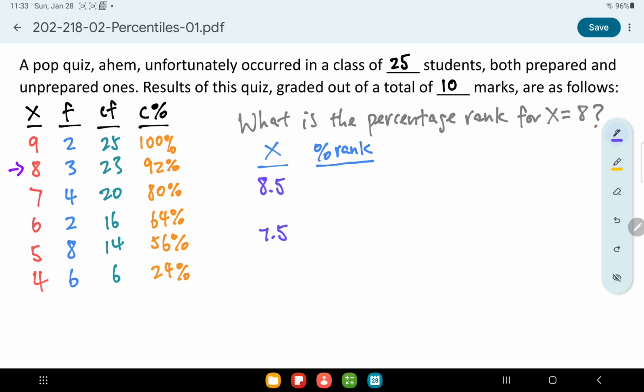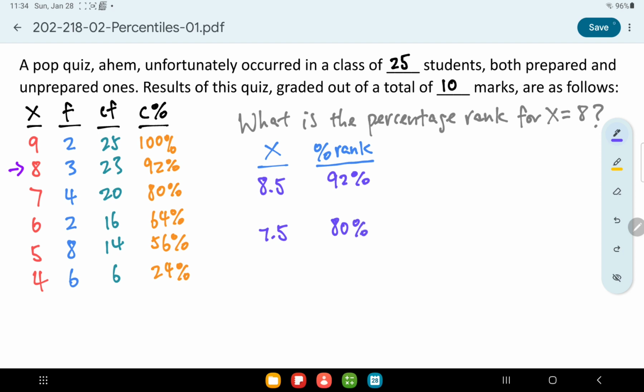Okay? And the corresponding percentage rank, we would refer to the cumulative percentage. 8.5 corresponds to 92%. While 7.5, it is the lower real limit for the category of x equals 8. It is also the upper real limit for the category x equals 7, in which case 7.5 corresponds to 80%.